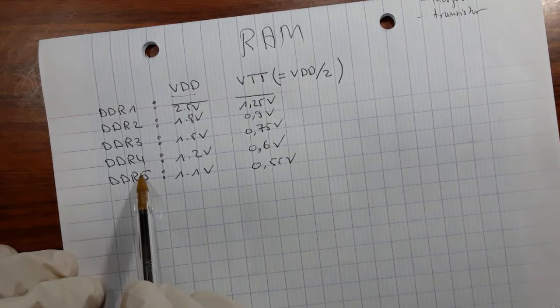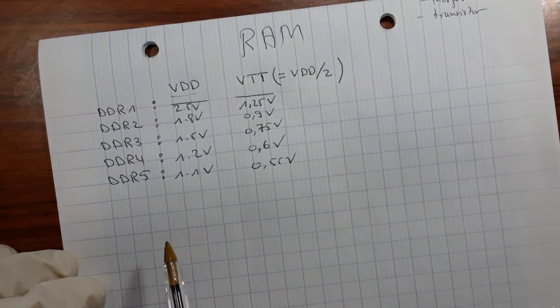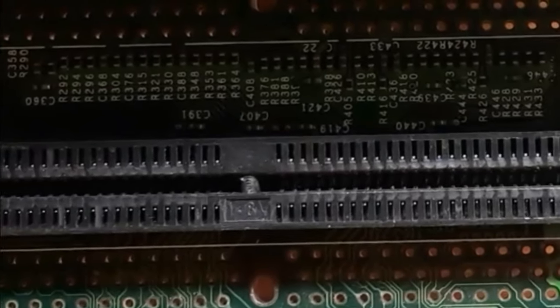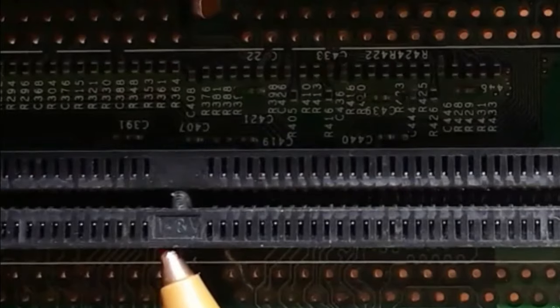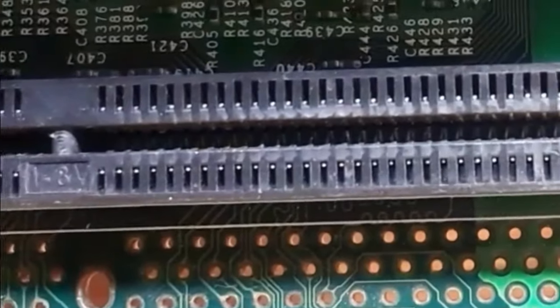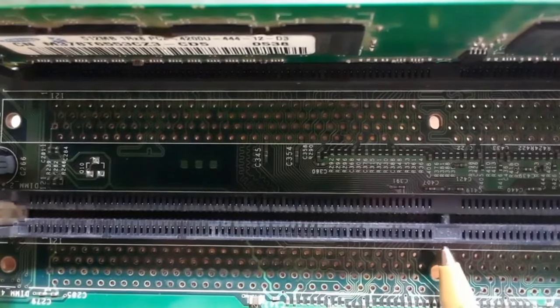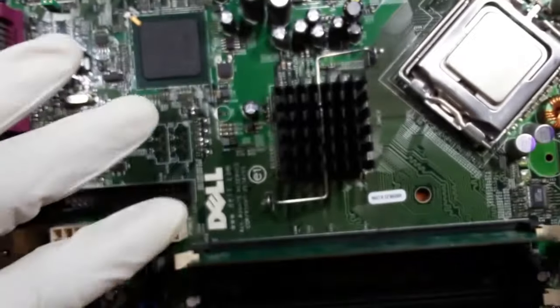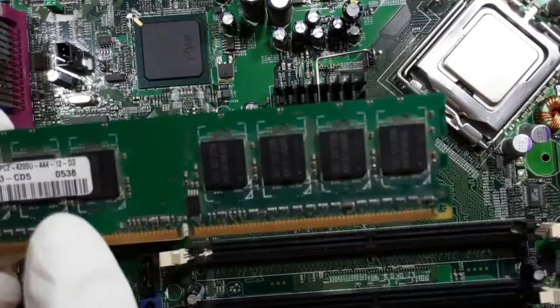For DDR5, 1.1 volt and 0.55 volt. Okay? So I have a question. How can we know if the motherboard uses DDR1 or DDR2 or DDR3 RAM? If you focus here, as you see, we have here 1.8 volt. Okay, this is 1.8 volt. We have 1.8 volt, which means this slot or this RAM is DDR2. So this is a DDR2 RAM.